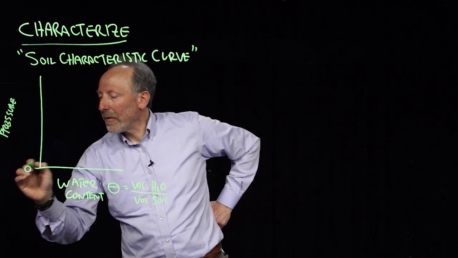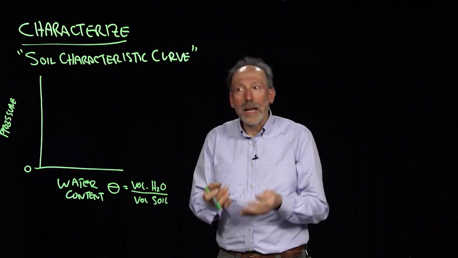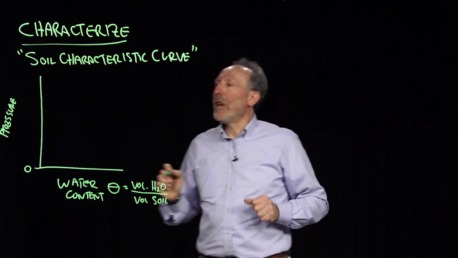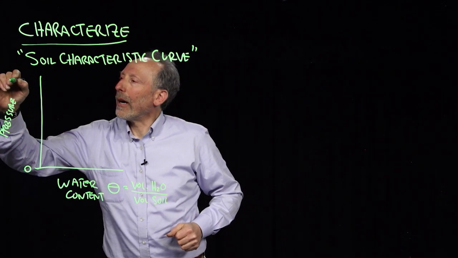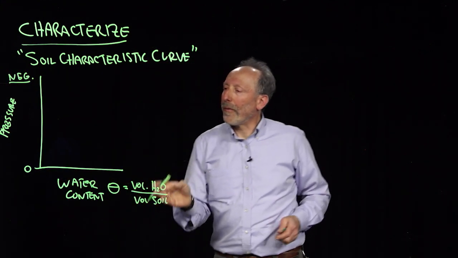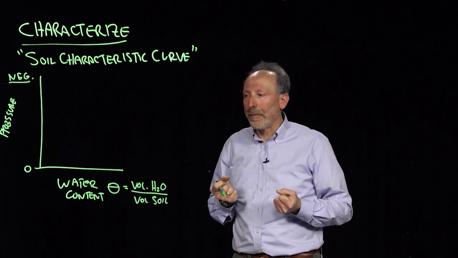And we're going to start at a pressure of 0. And at a pressure of 0, the soil is saturated. That means that there's no tension pulling water out of the soil. And notice that we go negative pressure at the top. So we're going to go from 0 to more and more suction, or negative pressure.